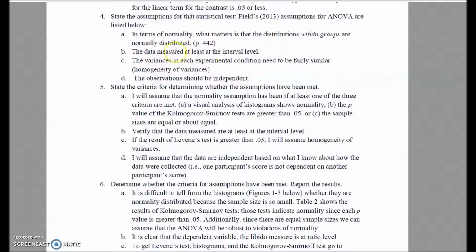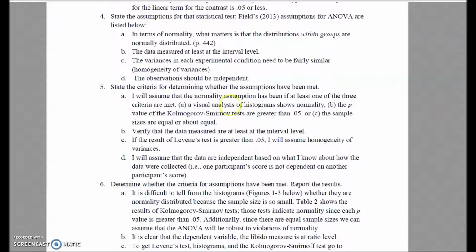For the data to be interval level, the dependent variable should be interval. For homogeneity of variances, if Levene's test is greater than or equal to 0.05, we will assume homogeneity. And then the observations are independent.